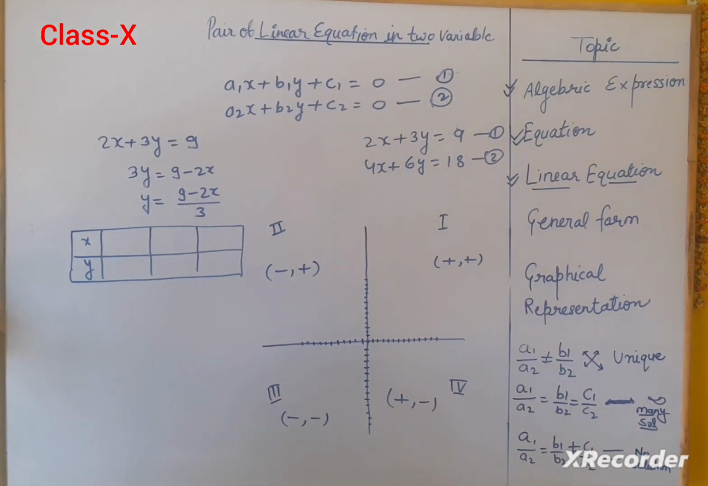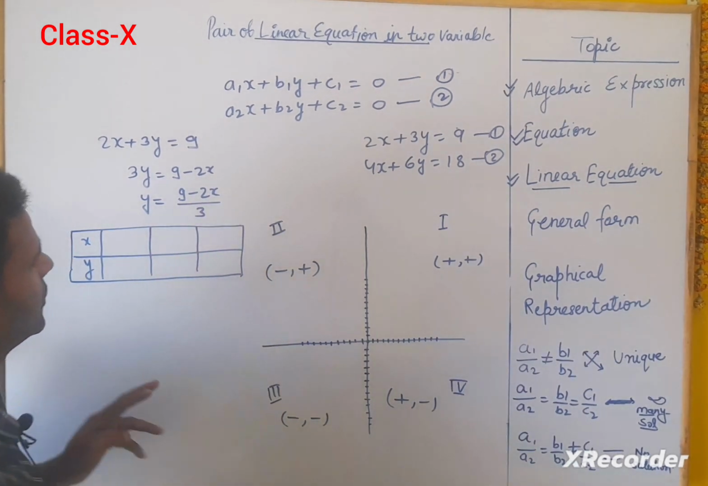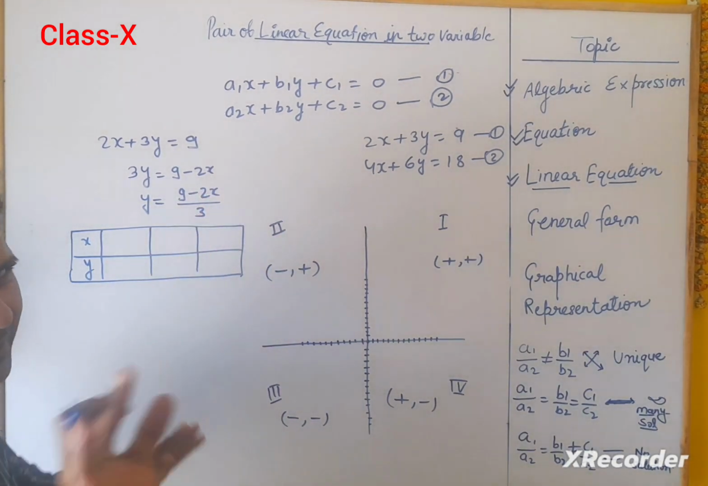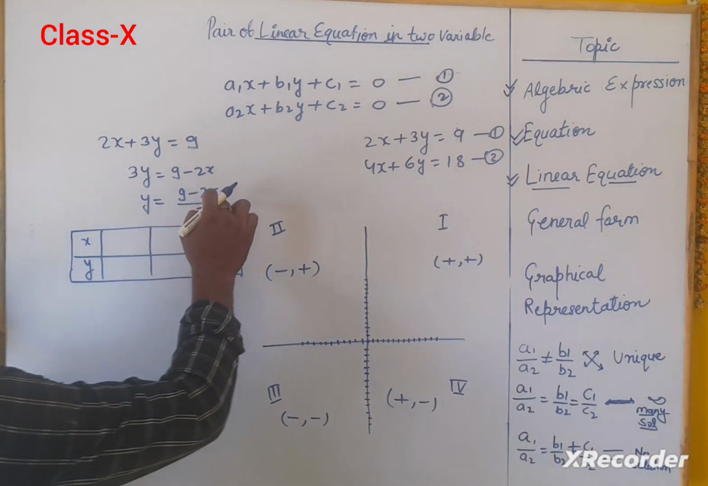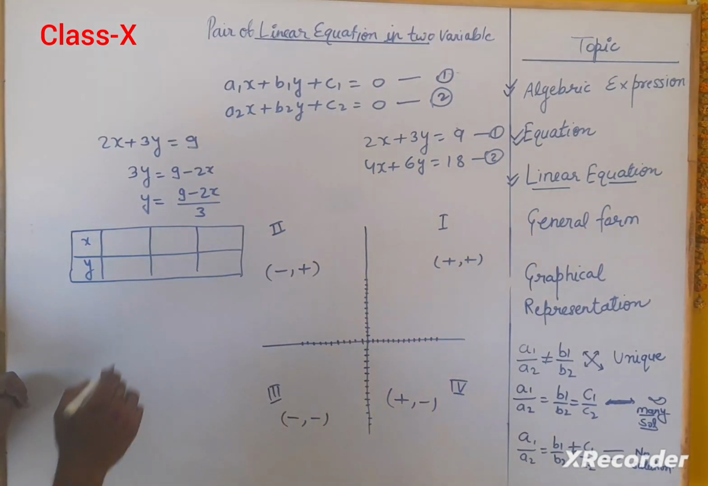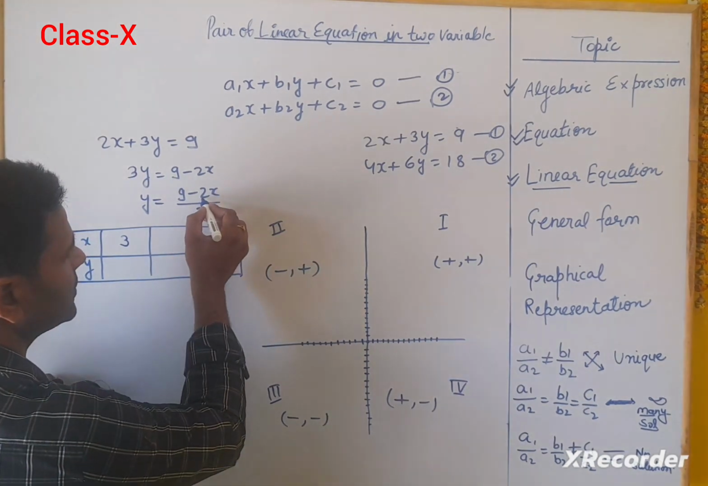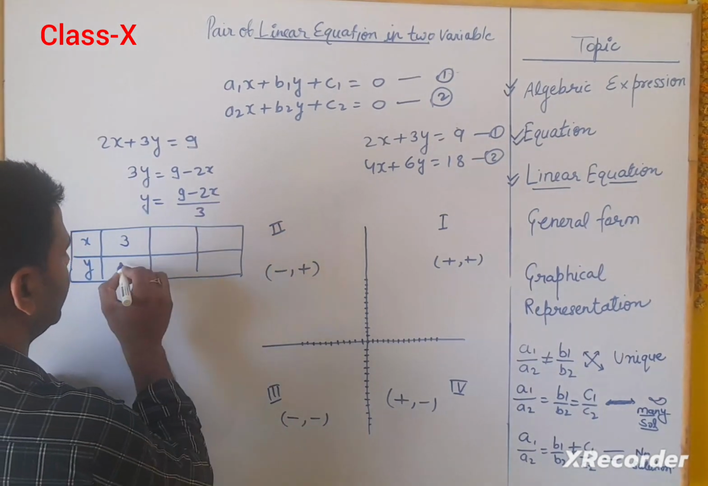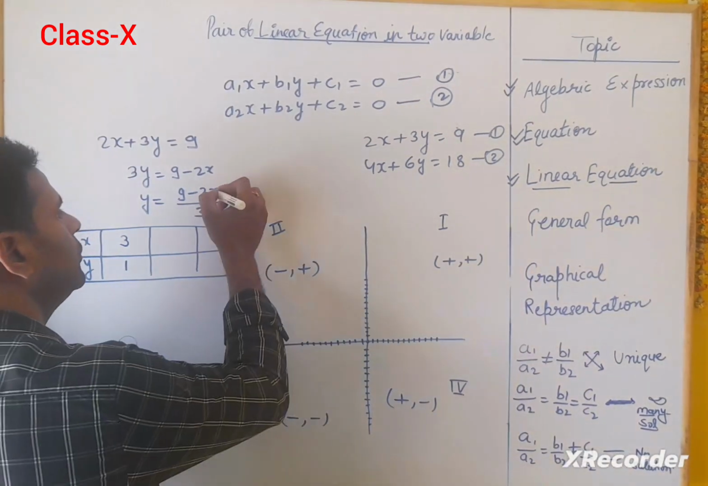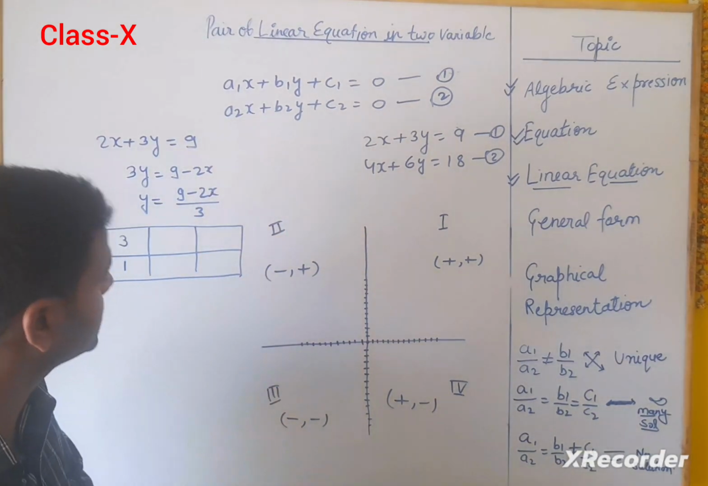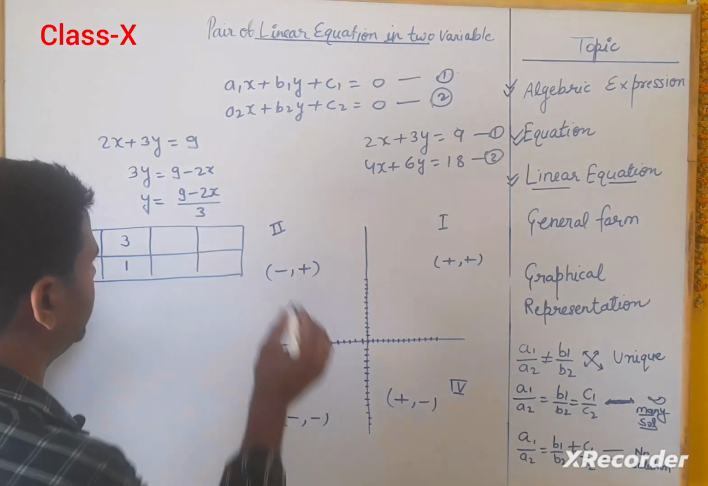Let's see. If we put x equal to 1, then 9 minus 2 is 7 upon 3, so we will not get an exact value. Let's try x equal to 3. Check: 3 twos are 6, 9 minus 6 equals 3, 3 upon 3 equals 1. It means we have to put the value of x in such a way that we can find the value of y easily. I'm just explaining it very simply.